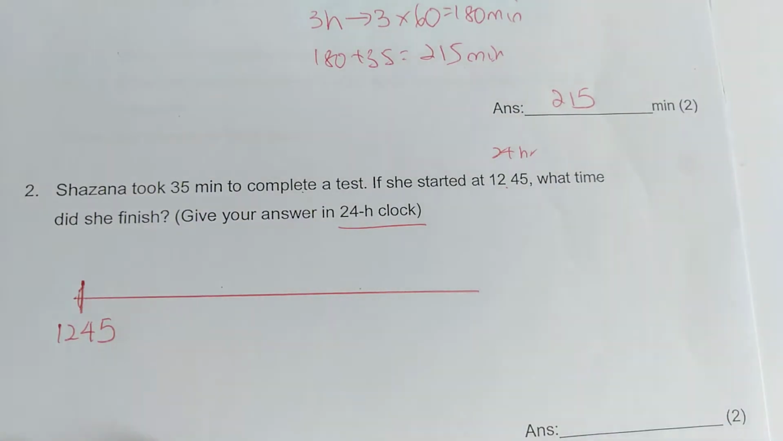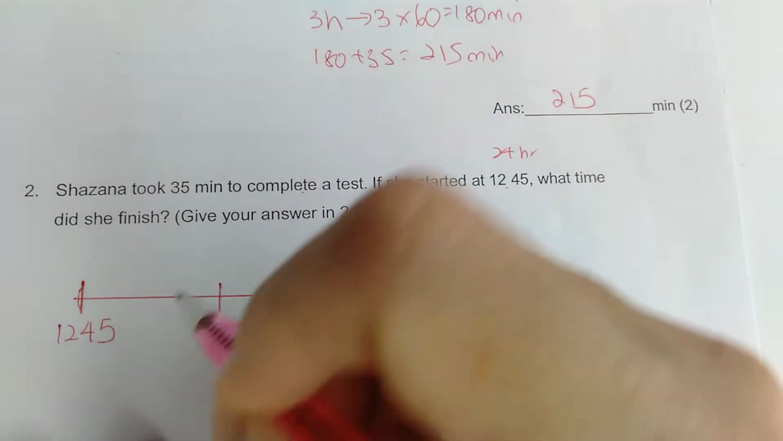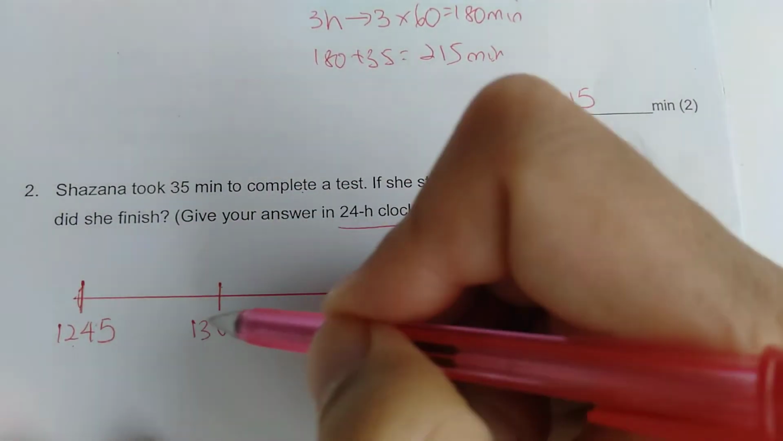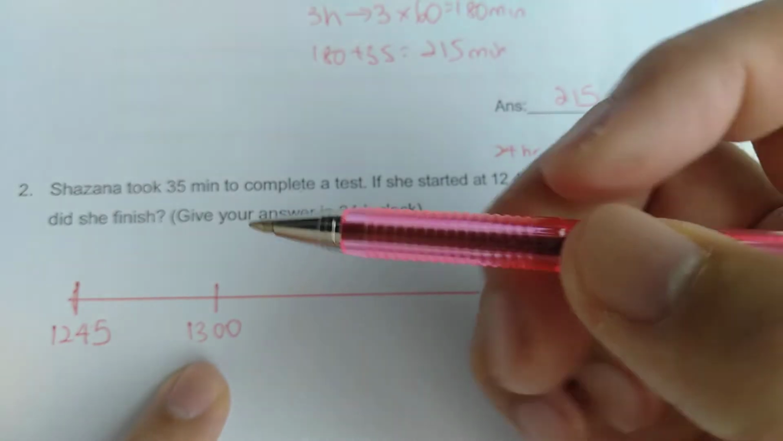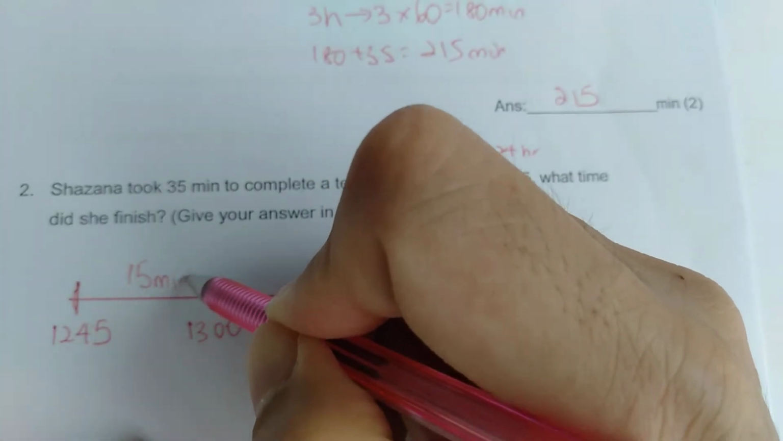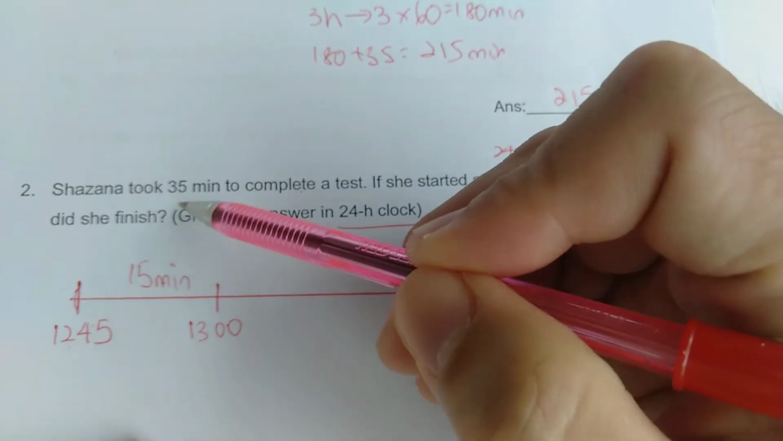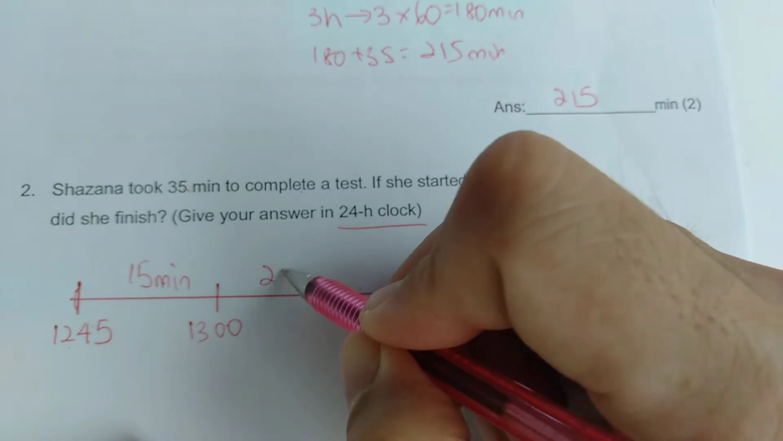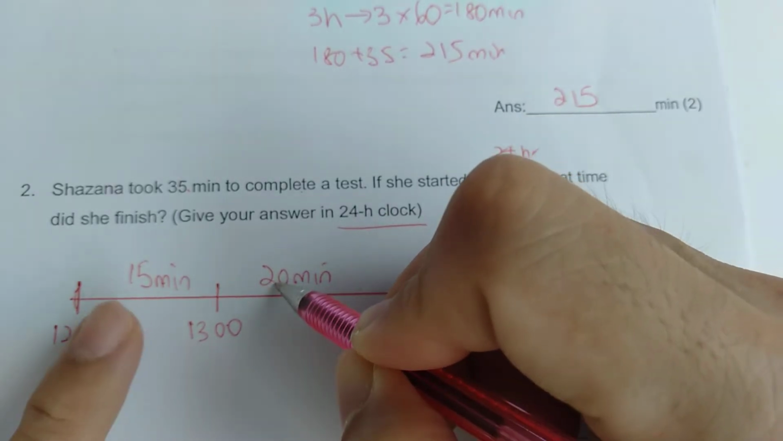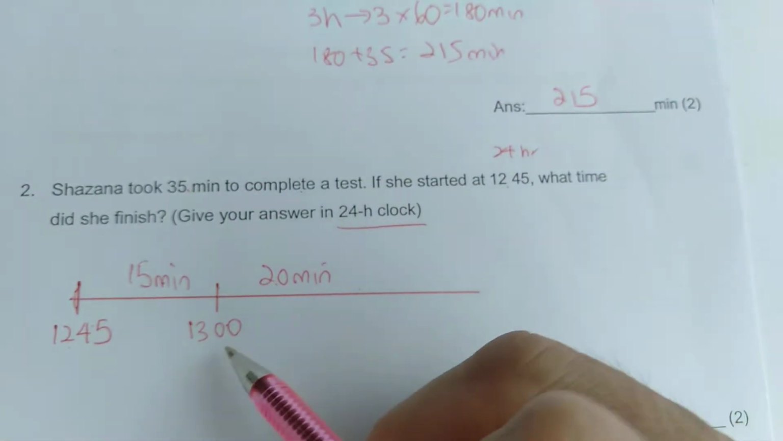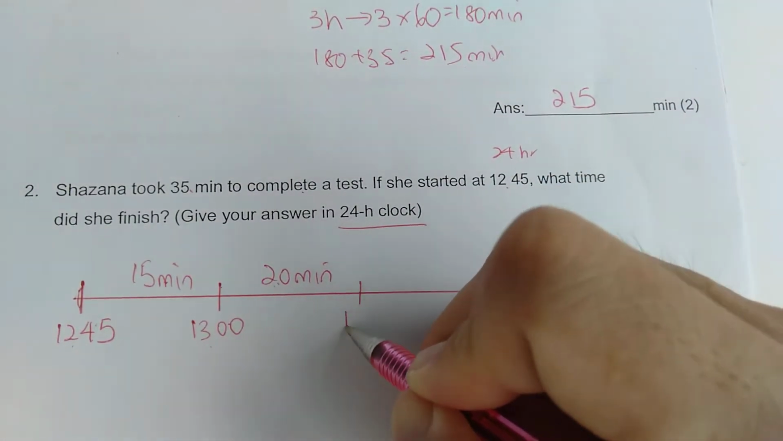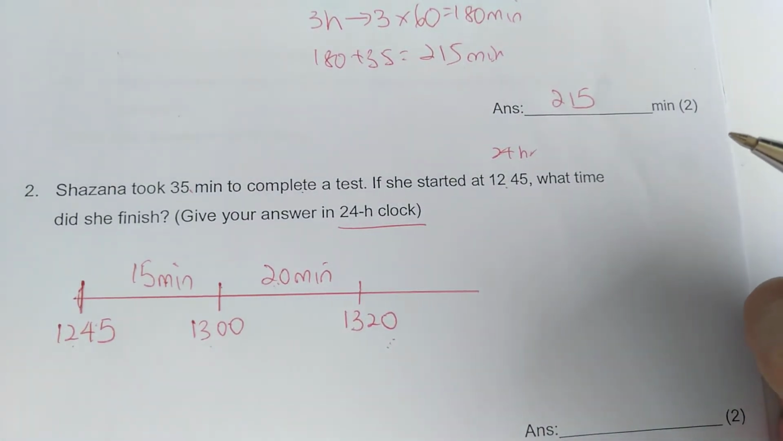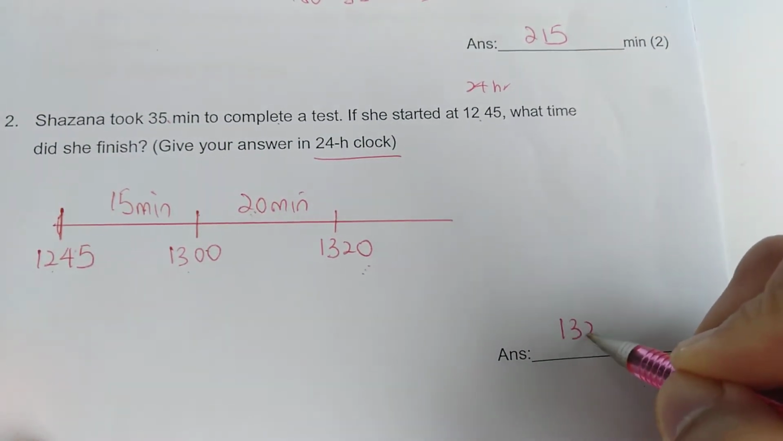So usually I'll try to go to the next 1 hour. Next 1 hour after 12 will be 1300. Alright, so this duration from 45 to the next hour will be 15 minutes. Now, if I take away 15 minutes from 35 minutes, I will have 20 minutes left. Double check, 20 plus 15 is 35. So what is 1300 plus 20? Very simple, 1320. And this is the time that she finished her test. And the answer is 1320.